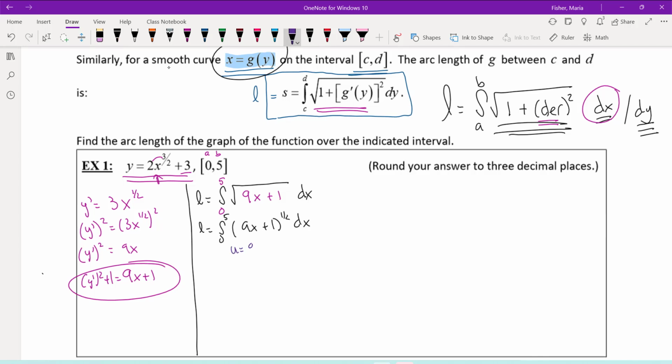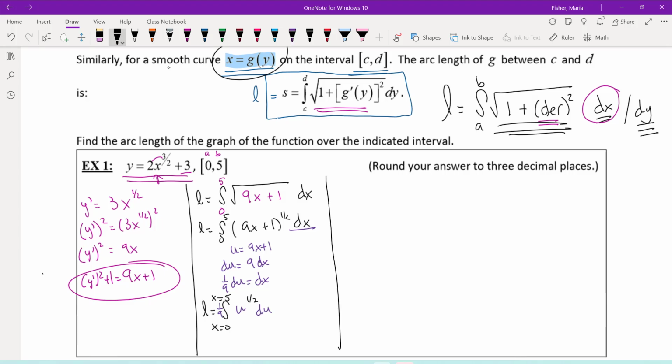If u is equal to 9x plus 1, because that's what's being raised to a power, then the derivative du would equal 9 dx. I don't have a 9 dx, I only have a dx, so I divide both sides by 9, and I get 1/9 du is equal to dx. Therefore, our arc length is equal to the integral from x equals 0 to x equals 5, because I didn't change the limits of integration to u, of u raised to the 1/2 power, and then my 1/9 du.